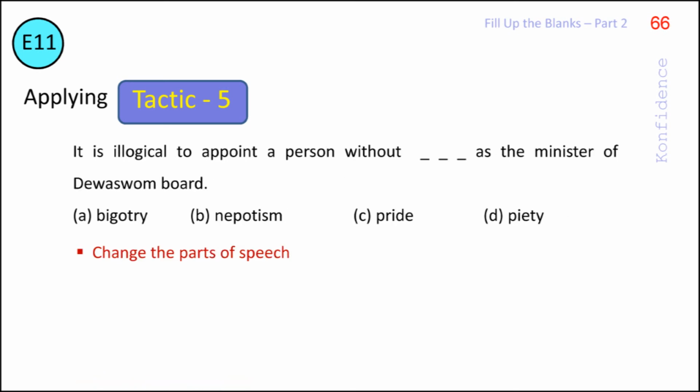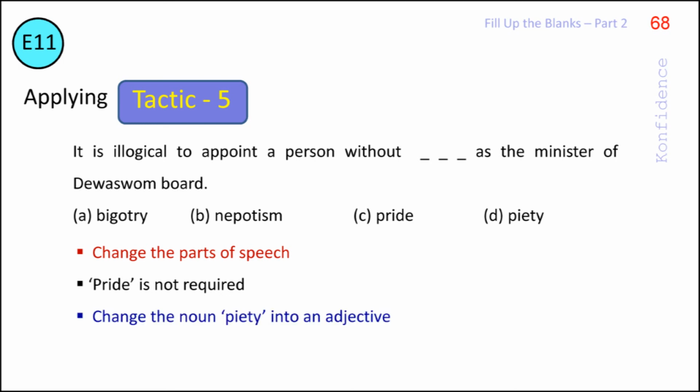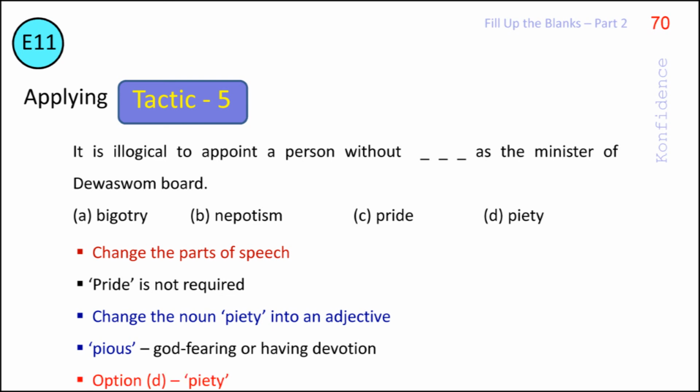In the second sentence, we can apply the second approach of changing the parts of speech. Here, the sentence tells us about the essential quality required for a Devaswom minister. The Devaswom board handles temple administration. So the minister requires some inclination towards God. Definitely, option C, pride, is not a quality required here. We do not know the meaning of other options. But if we change the noun piety into an adjective, we get the word pious, which is a familiar word meaning God-fearing or having devotion. And this is the right answer choice in the context.